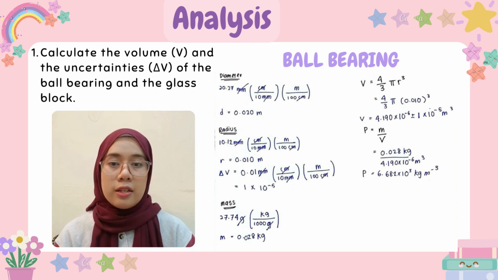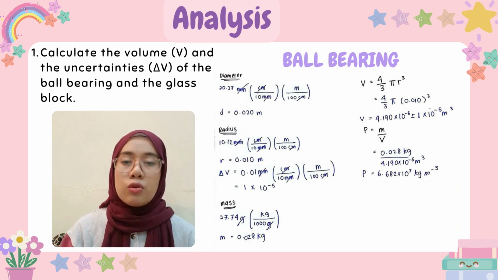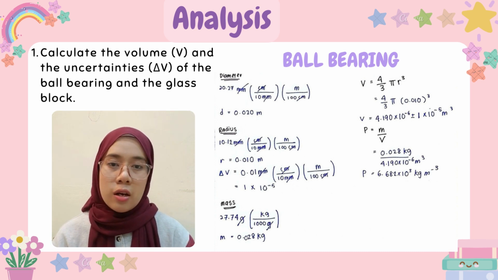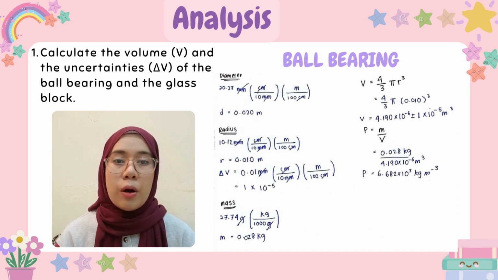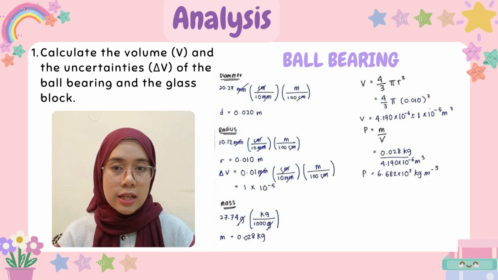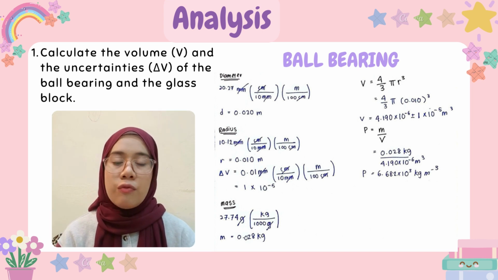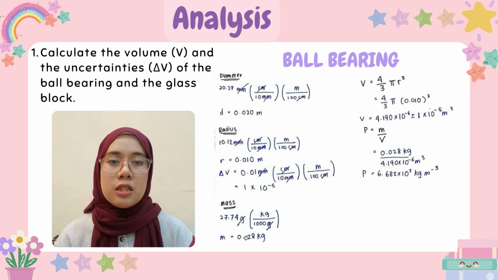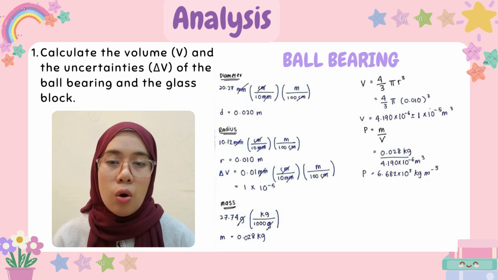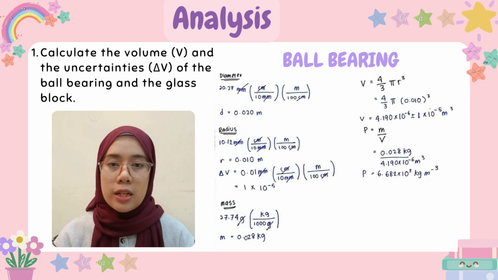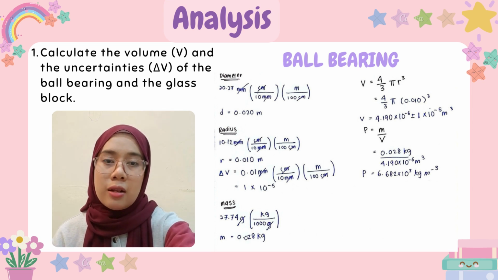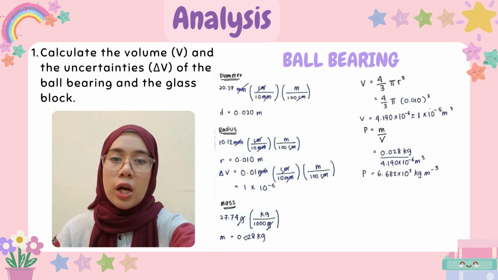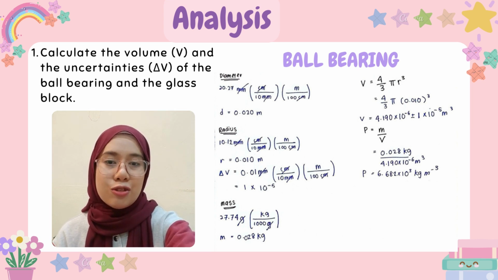And then, calculate the volume uncertainties, which is the delta V. To calculate it, we can get from datasheet the zero error of ball bearing, 0.01 millimeter, change to meter, and we got 1 times 10 power of negative 5. After we got the radius and the answer to this, we put into the formula as 4 divided by 3 times pi times 0.010 power of 3. Pi number is 22 divided by 7, or we can put it as 3.14. And finally, we have got the volume equal to 4.190 times 10 power of negative 6 plus minus 1 times 10 power of negative 5 meter cube.